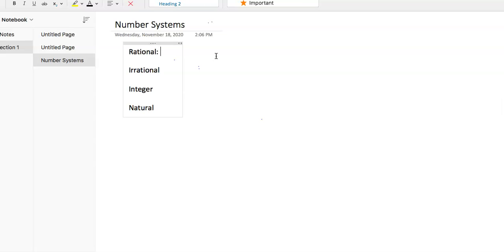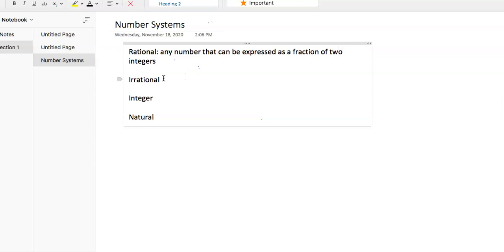As you look at rational numbers, we'll just type this one out. A rational number is any number that can be expressed as a fraction of two integers. Okay. So that's what a rational number would be, just assuming there that the denominator is not 0. That would be undefined.